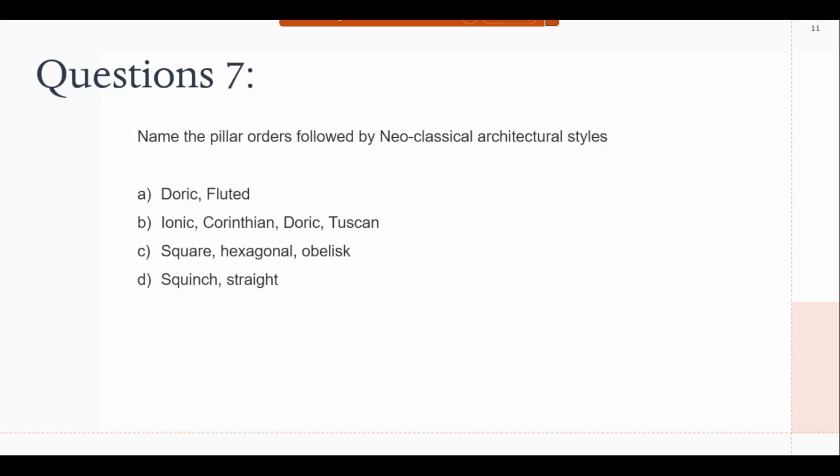Name the pillar orders followed by neoclassical architectural styles. Doric or fluted, Ionic, Corinthian, Doric or Tuscan, square, hexagonal or obelisk, or square or straight. There are 4 options: the pillar orders followed by neoclassical architectural styles.